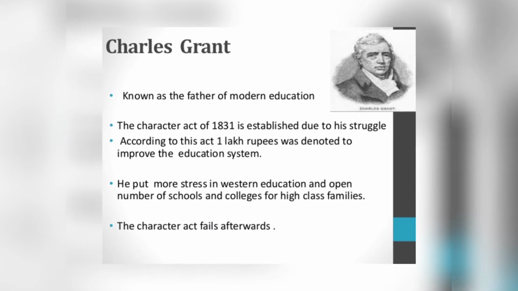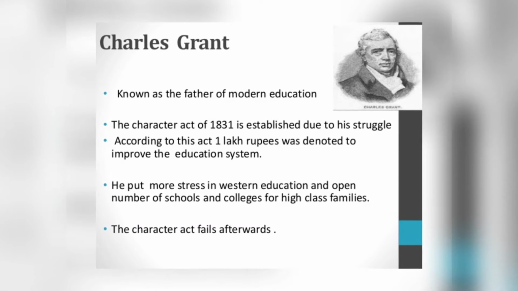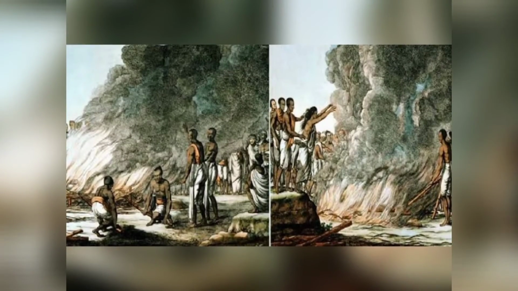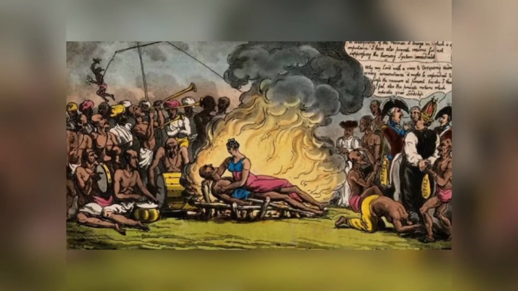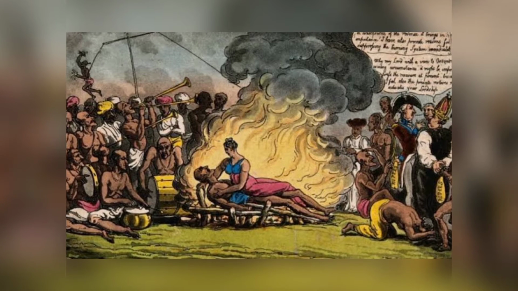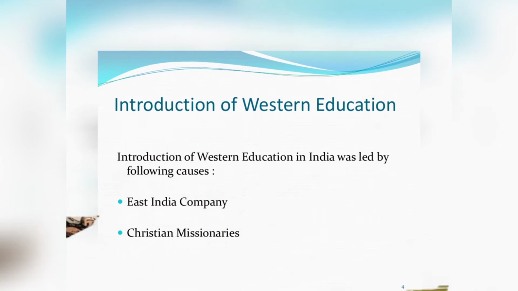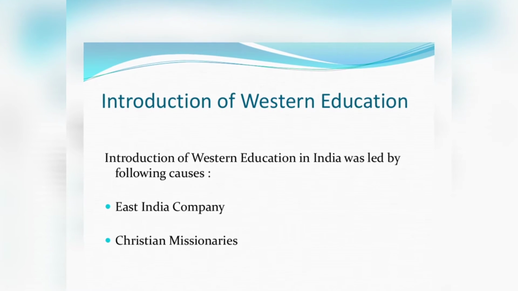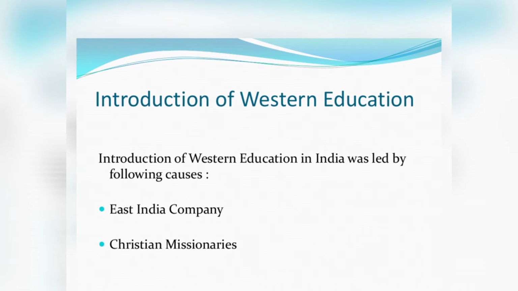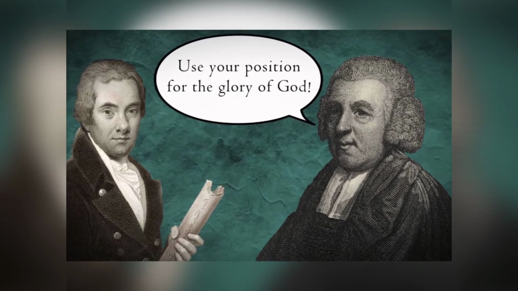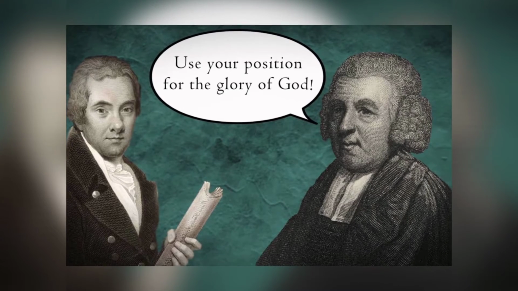According to Charles Grant, Western knowledge as the medium of instruction would help Indians to remove superstitious beliefs from their minds, and these superstitious beliefs were very prevalent among the so-called uncivilized Indians at that time. So he introduced Western knowledge in India in order to remove superstitions from the minds of the people. So the initial motive of imparting English education was religious.